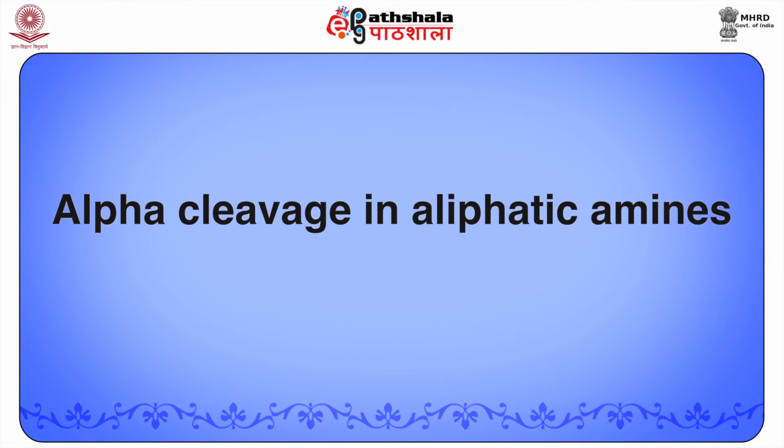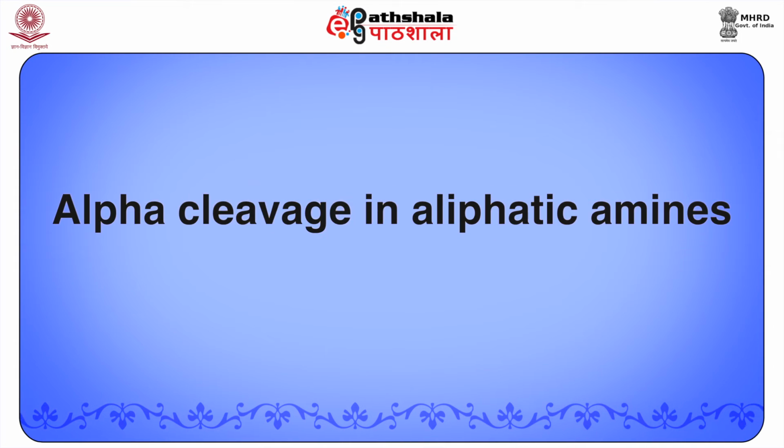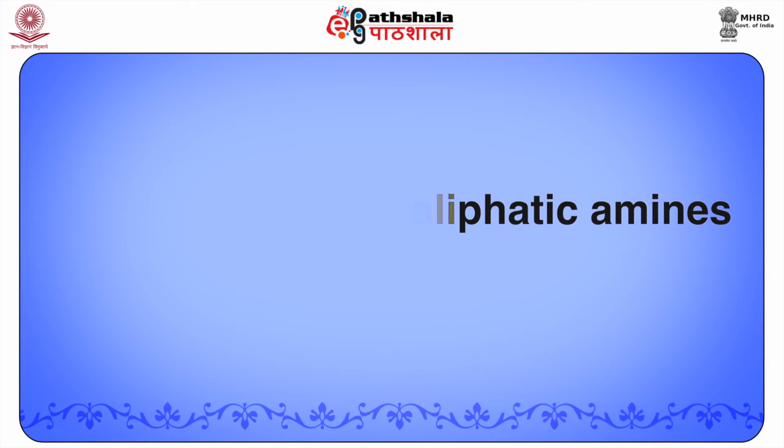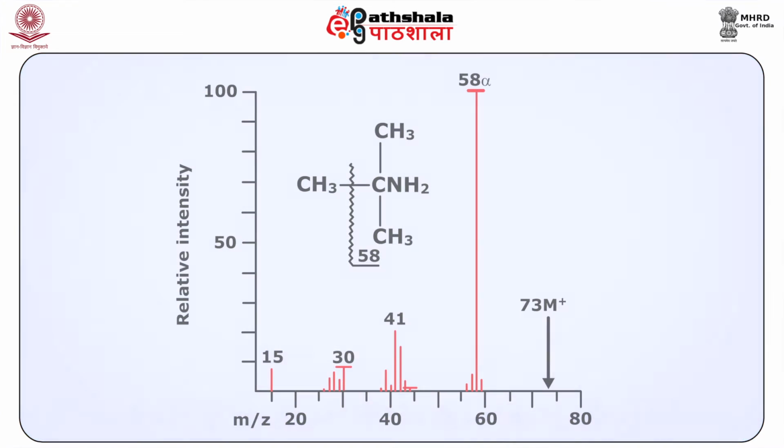Now let us come down to the discussion of alpha cleavage in aliphatic amines. Tertiary butyl amine undergoes alpha cleavage to give rise to an m/z peak at 58. Now students, why will this cleave at the alpha position? As we have told you, tertiary carbocations are very stable, thus this cleavage is favored.